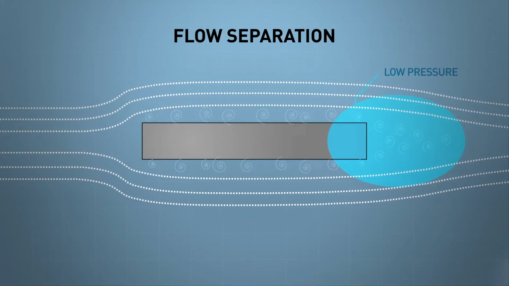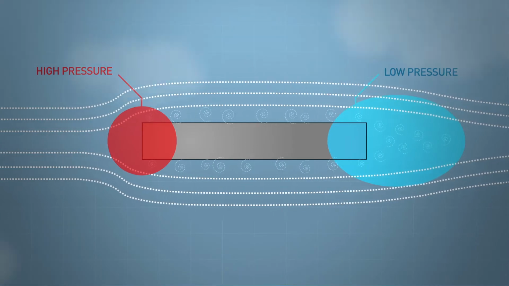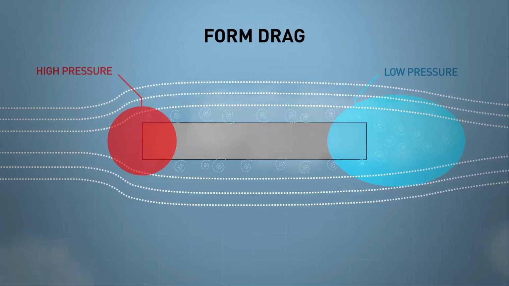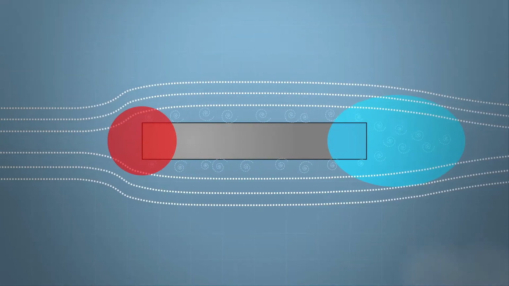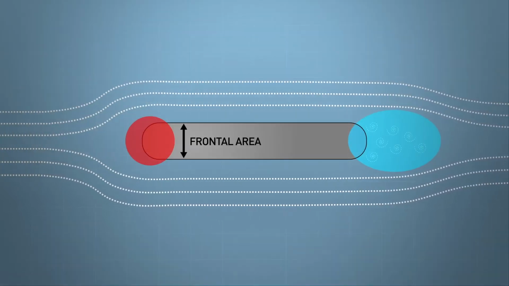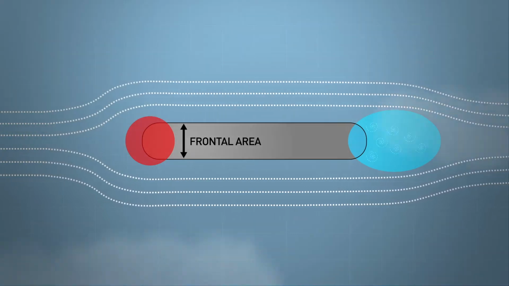A low pressure region is created at the rear of the body due to this separation. The higher pressure at the front compared to that at the rear pushes the body backwards. This force is influenced by the shape and is referred to as form drag. Form drag is part of the parasitic drag mentioned in our last video, so let's see if we can reduce it. Keeping the same frontal area, we can round off the corners where the flow is struggling to remain attached. You can see that the separated wake at the rear is now reduced.